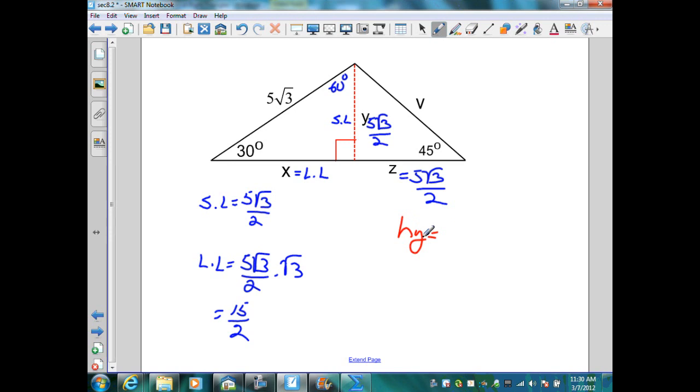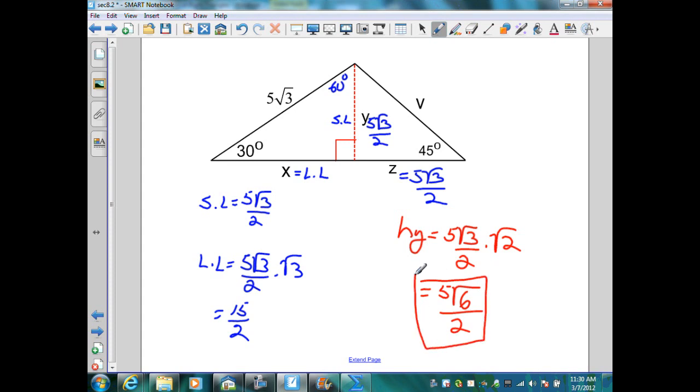The hypotenuse is equal to my leg in the iso right triangle, which is 5 square roots of 3 over 2, times the square root of 2. And that gives me, when I simplify, 5 times square root of 3 times square root of 2, which is the square root of 6, all over 2. And this is in simplest form.